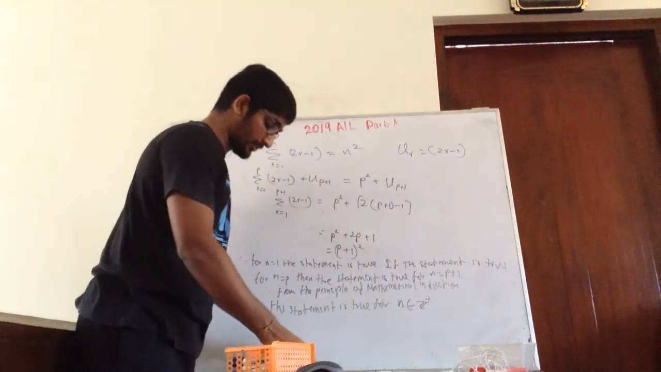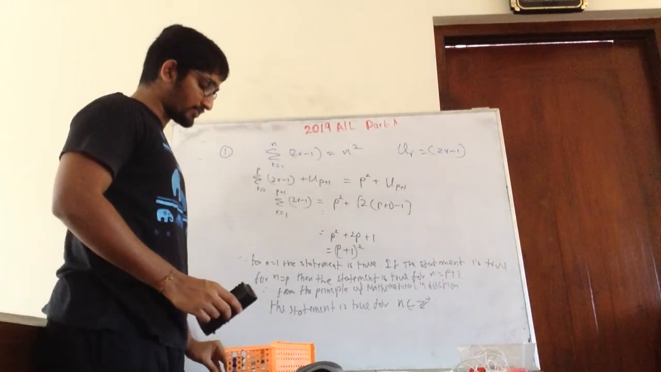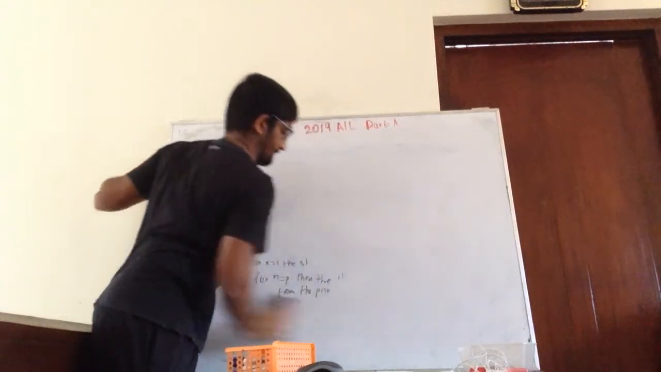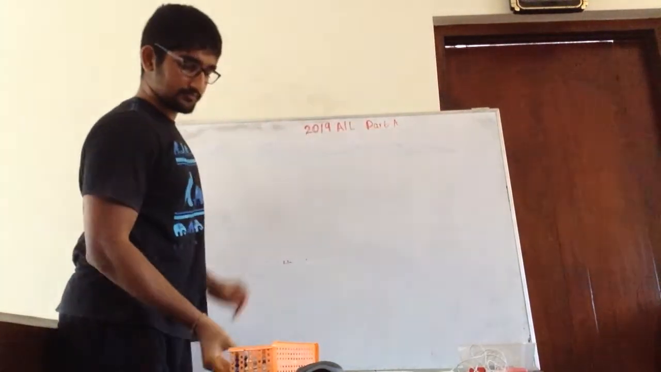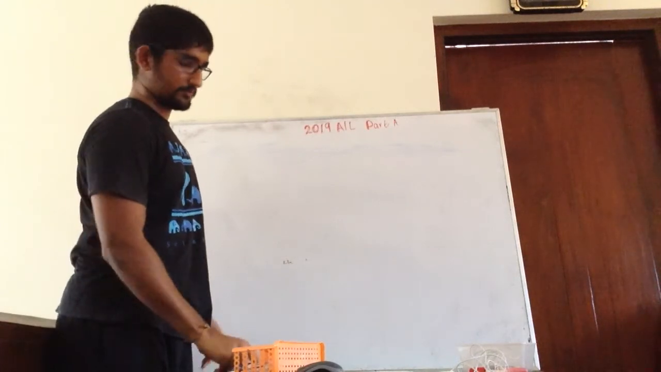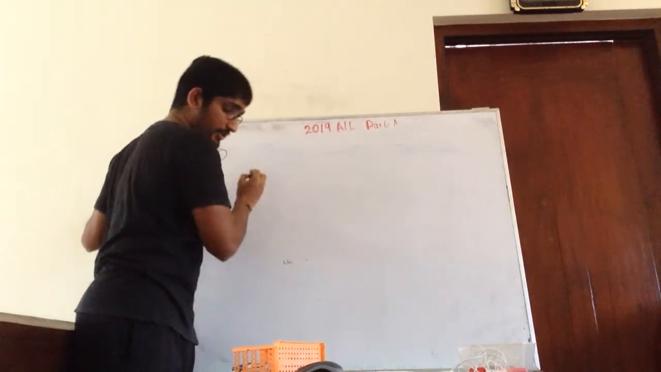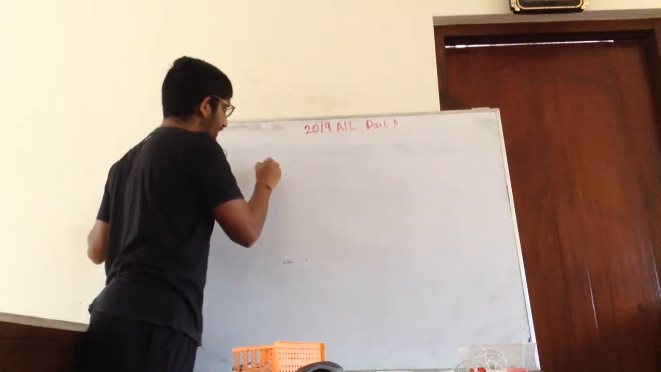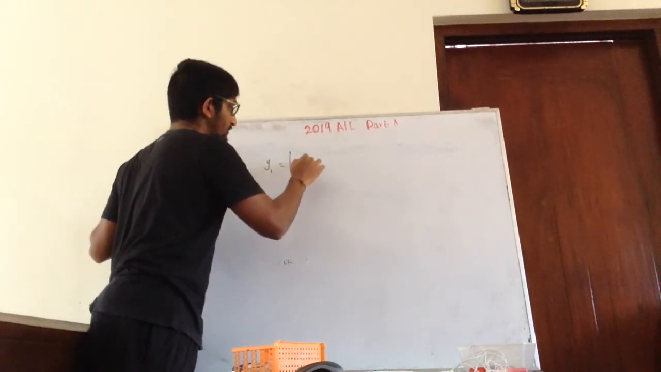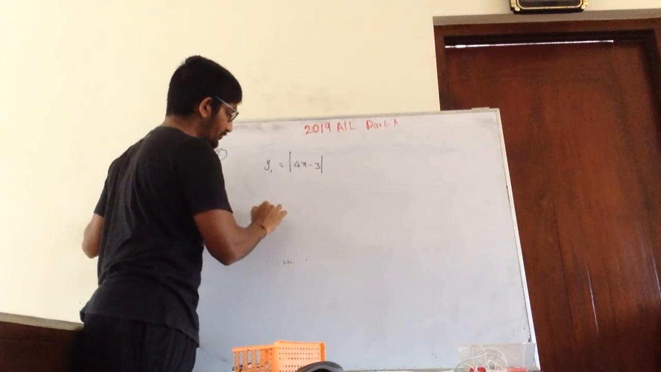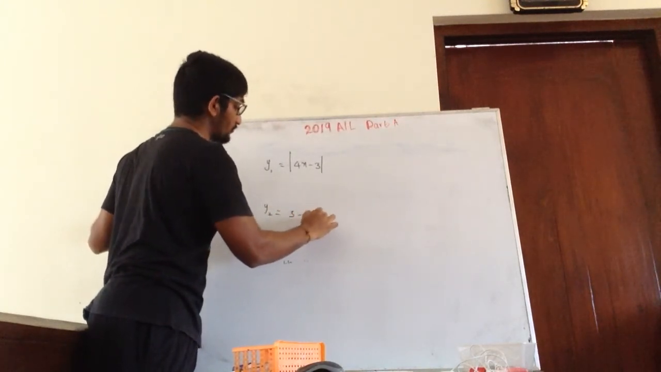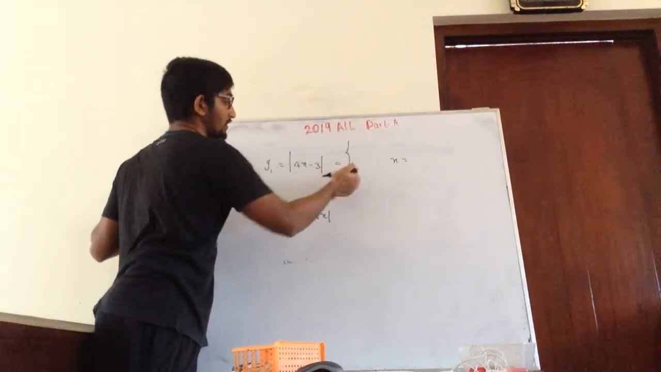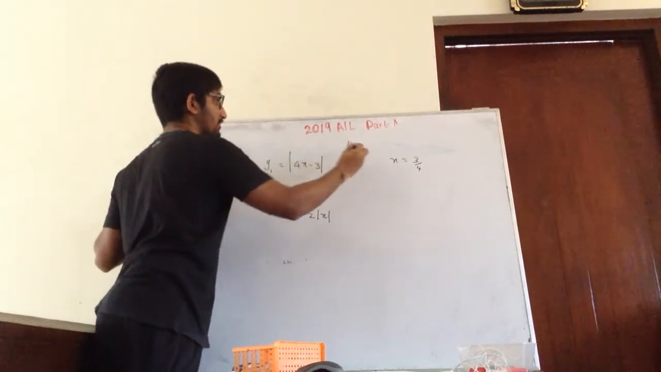Right. So question number 2 says, sketch the graph of y equals 4x minus 3, and y equals 3 minus 2x. So I will take y1 as the modulus of 4x minus 3. And then I will take y2 as 3 minus 2 modulus x. So here what you do? You put x equals 3 over 4, that is where this becomes 0.